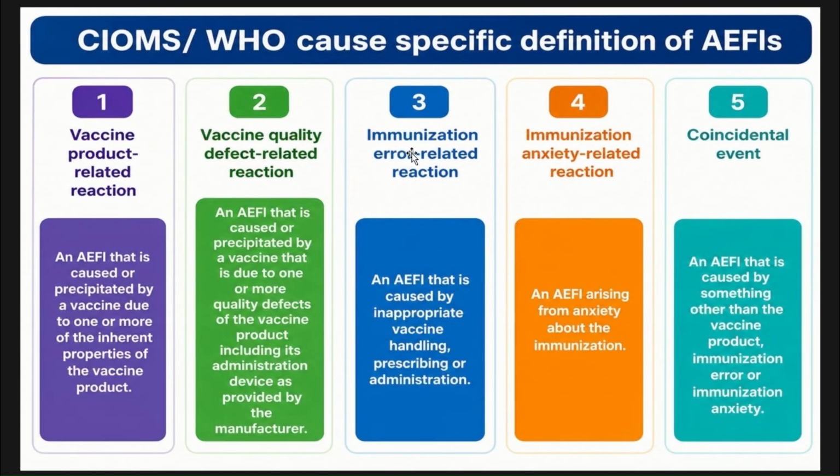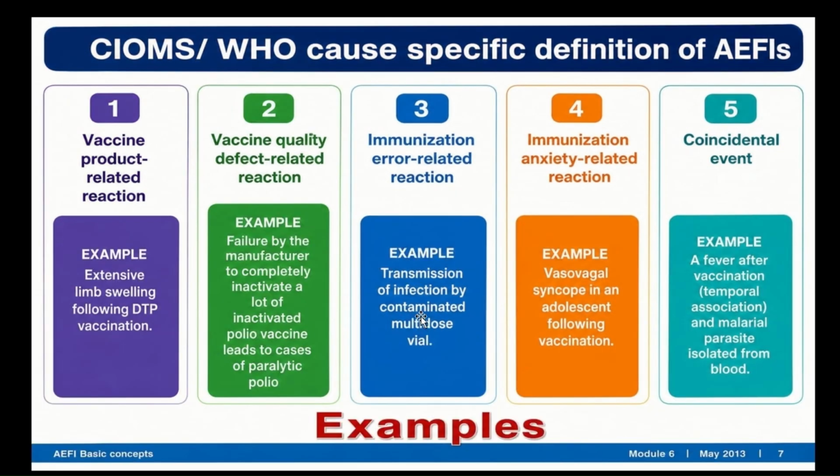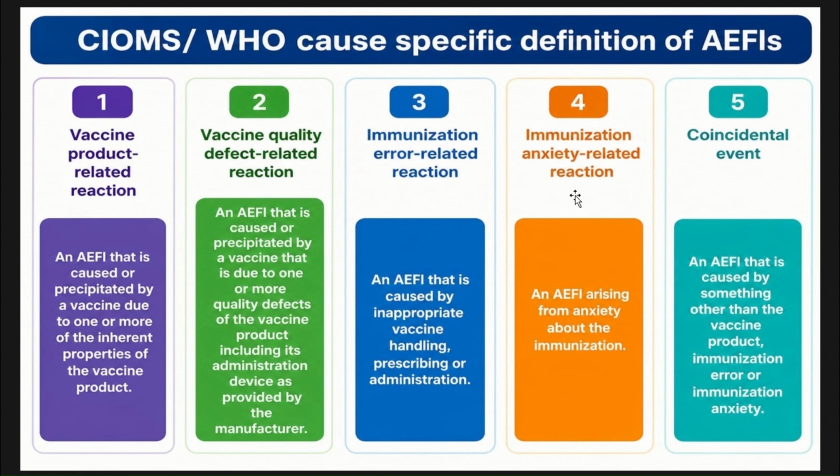And now we have the immunization error related reaction. This is actually not because of the vaccine product or due to vaccine quality defect. This is due to an error in the handling of the vaccine, that is in storage or transport of the vaccine, or in prescription of the vaccine. Sometimes a wrong dose can be prescribed, sometimes the wrong vaccine itself can be prescribed, or it can be an error in administration. For example, what if the needles you use are not sterile, or the vial is not sterile? All these things happen due to an error in immunization, that is in vaccine handling, prescription or administration. An example for this is infection due to a contaminated multidose vial.